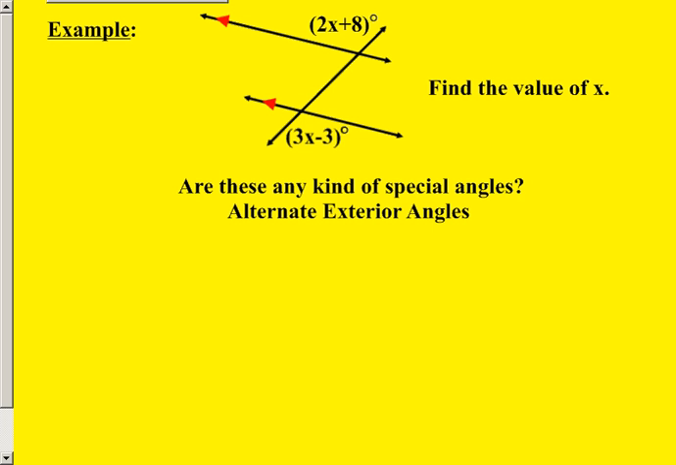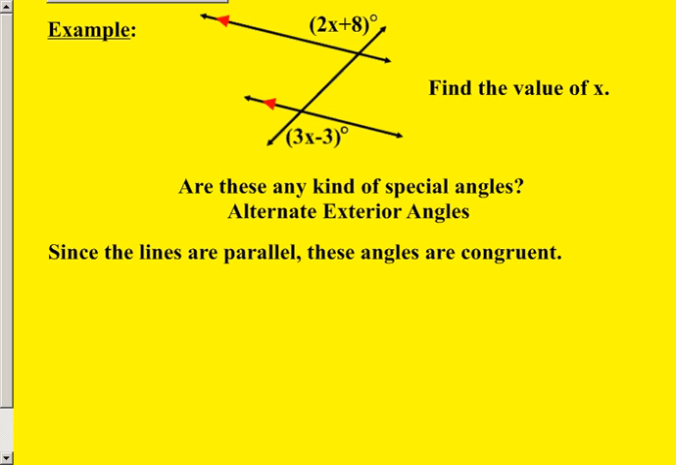Okay, so now you have to ask yourself, the lines are parallel, the angles are alternate exterior. Is there any kind of rule that goes along with those two? And the answer is yes. Alternate exterior angles are supposed to be congruent. Congruent means they are equal to each other, so that is our equation. Whatever 2x plus 8 is, and whatever 3x minus 3 is, they are equal to each other.